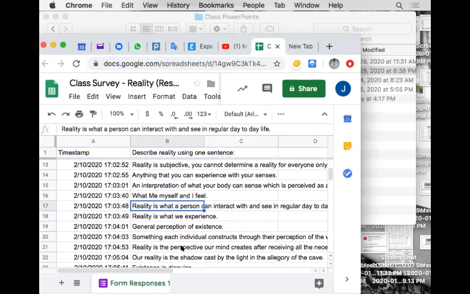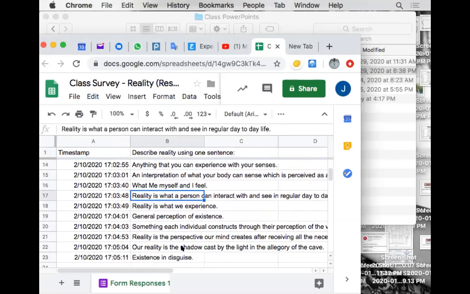Reality is what we experience. General perception of existence. Something each individual constructs through their perception of the world. Reality is the perspective of our mind. Reality is the perspective our mind creates after receiving all the necessary information of our surroundings through our five senses. Our reality is the shadow cast by the light in the allegory of the cave. Existence in disguise.